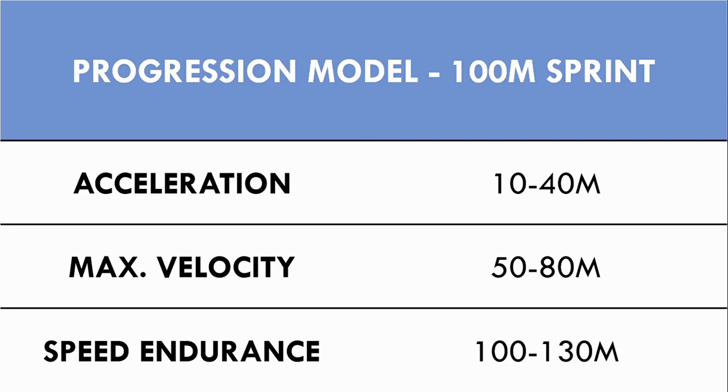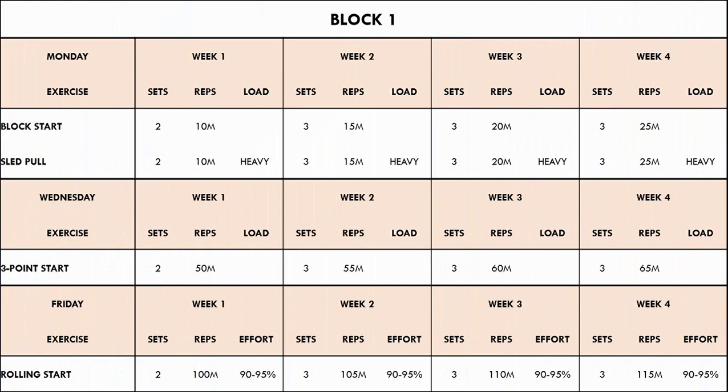Now that we have explored the big picture concepts, we can finally plan the speed training sessions in detail. We will do this for all 4 training blocks, one at a time. For the first block, we will start with a distance of 10 meters for the block starts and sled pull on Monday, 50 meters for the 3-point starts on Wednesday, and 100 meters for the rolling starts on Friday. Each week, the distances gradually increase by 5 meters for each session.